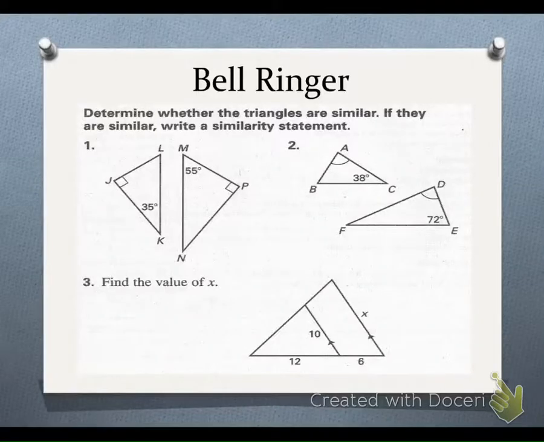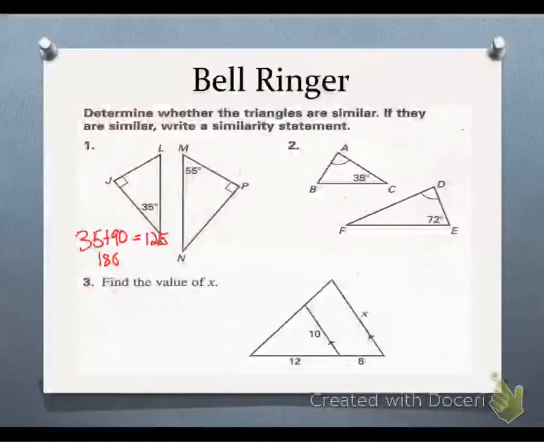So question number 1, would anybody like to try it? So we're trying to show that these two triangles are similar. We're going to have to use the AA similarity theorem. Randall? 35 plus 90. Okay, 35 plus 90 equals 125, and subtract out 180.